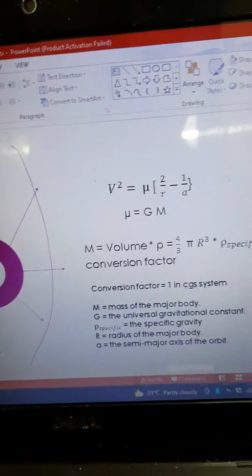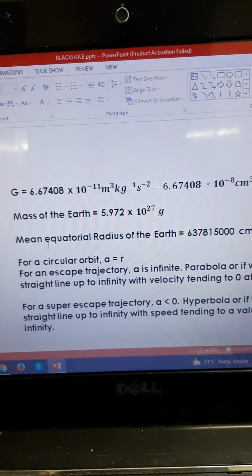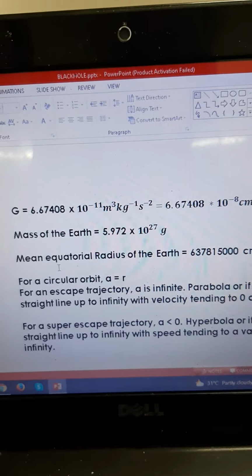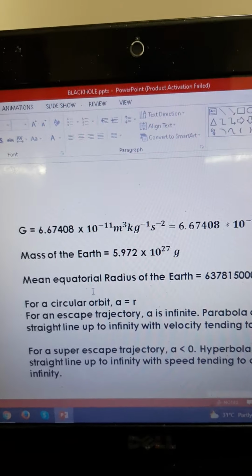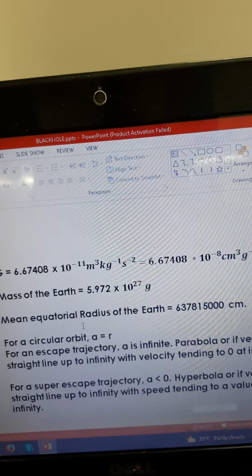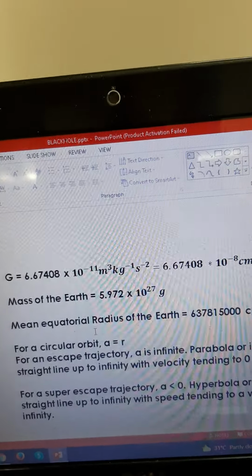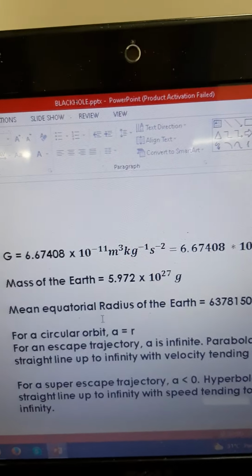Now further, taking all the values, the mass of Earth is known, you can dig it out from Google, basic physics. Mean equatorial radius is equal to 6378.150 kilometers, so in centimeters you express it. Now for a circular orbit, A is equal to R. Semi-major axis is equal to R.